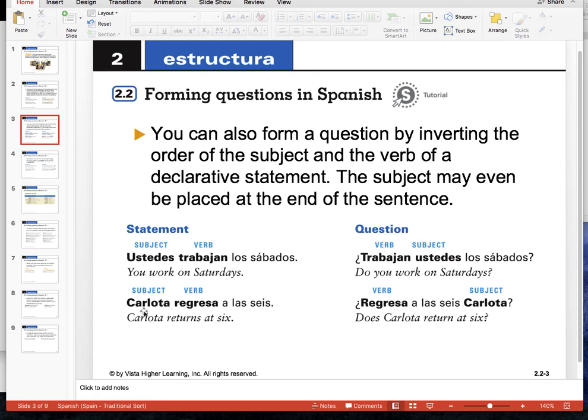Here, this example, Carlota regresa a las 6. ¿Regresa a las 6, Carlota? So you notice that Carlota went to the very end of the question.